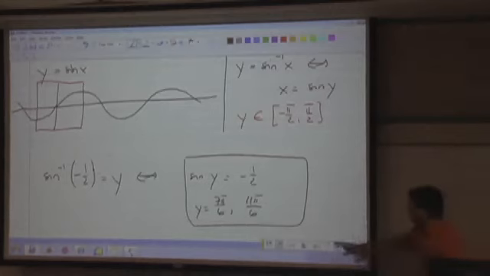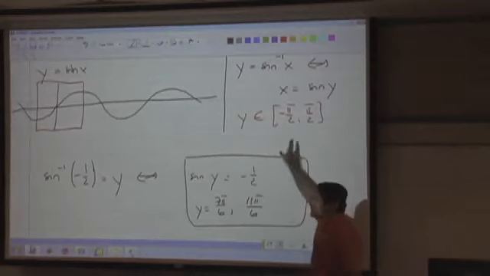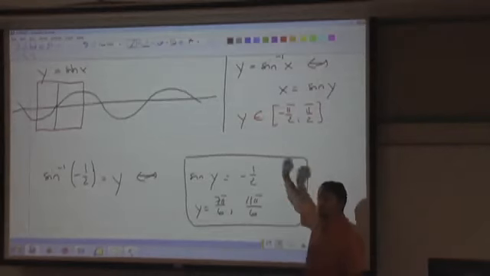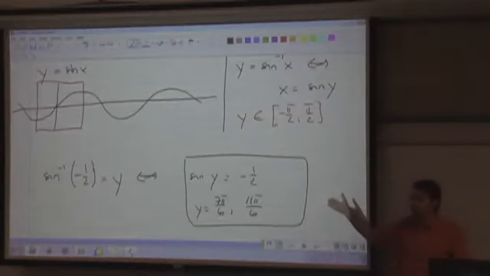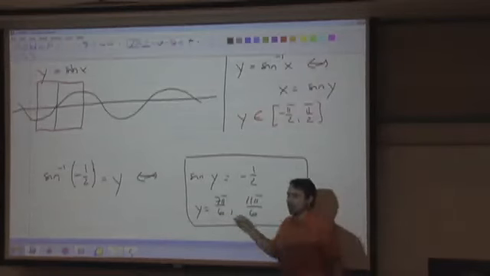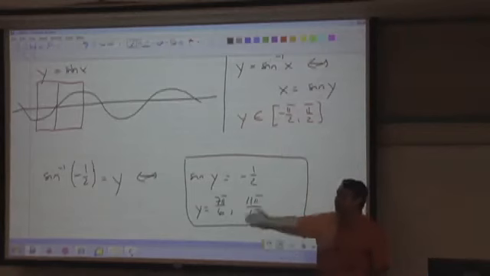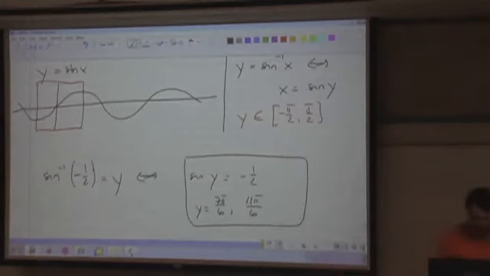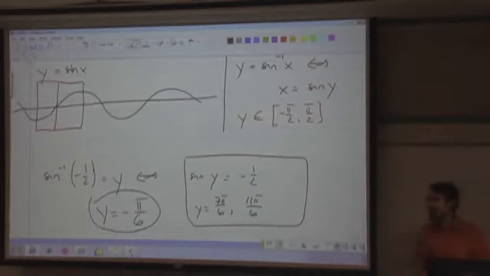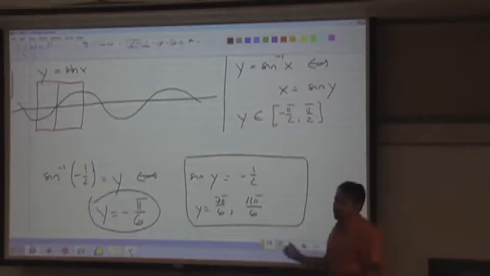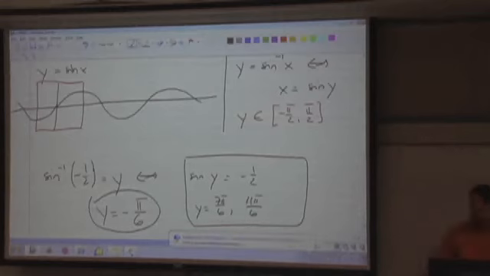But what's wrong here, based on what I have there in orange? It is not there, right? Neither of these two values are there. How can I make them be there? I have to pick minus pi over 6. Does that make sense? Yes? Okay.